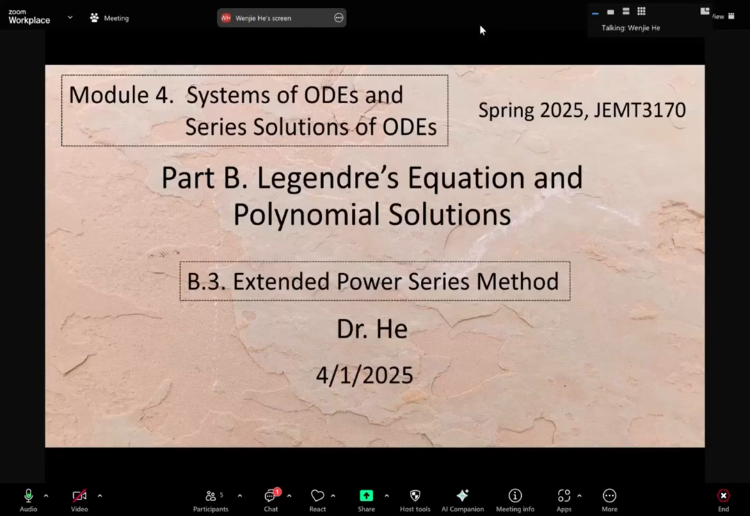B.3, extended power series method. We have done extended things quite a lot, several times. The first time, extended separable ODEs. The second time, extended exact type ODEs. So here, the extended power series method. The question is, how do you extend? Look at the power series form.